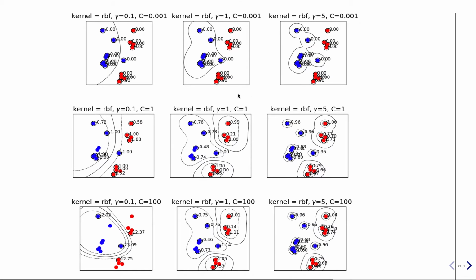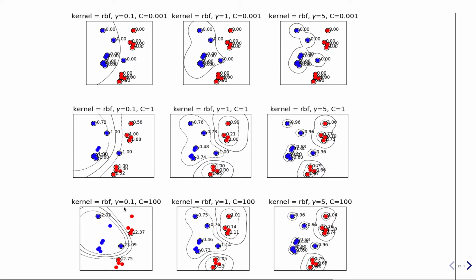Here again, you have a matrix of this. These are all RBF kernels, and we change the gamma value from left to right, and we change the C value from top to bottom. So in this top case here, we have very low C, so we have super wide margins. The margins don't even show, they fall off the image here. If we increase C, we can see that the margin shrinks, and here the margin becomes very narrow.